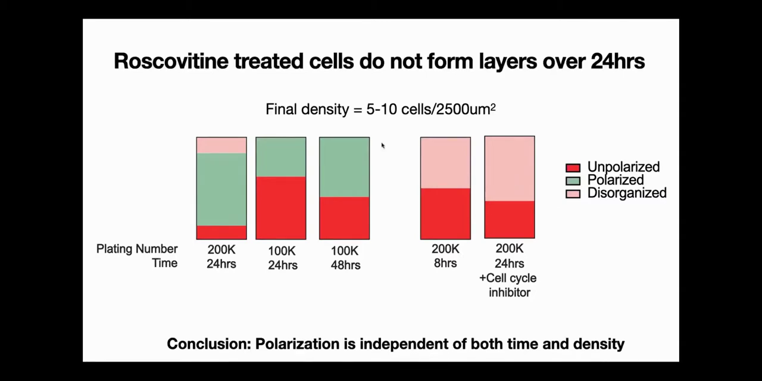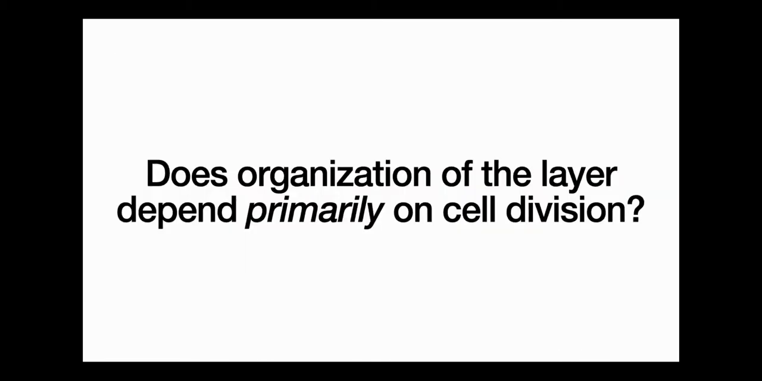But if we look at the same plating number initially and the same time period, we see that a lot of these form nice polarized layers. So this way we've uncoupled time, cell number, and just looking at cell division here, and it seems that cell division might actually primarily be driving the organization of the layer. And it's not really the initial cell number or time that matters. So that's kind of cool.